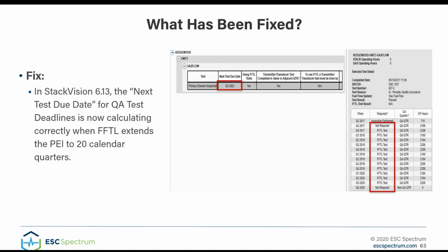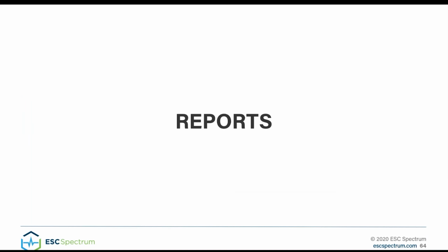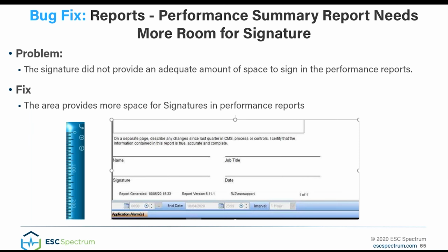Reports. The performance summary report needed more room for signatures. The signature area did not provide an adequate amount of space to sign in the performance reports. So in 6.13, this area now provides more space for signatures.